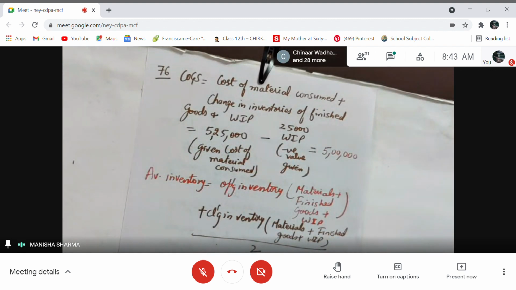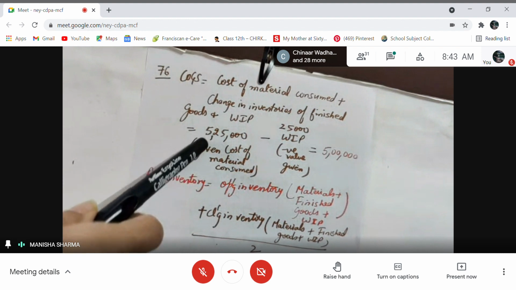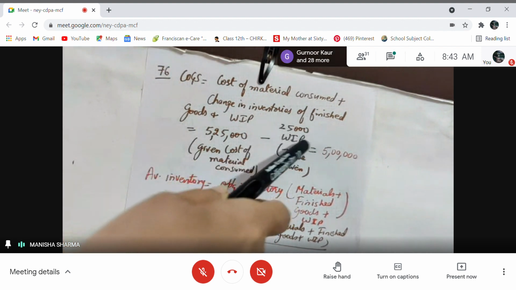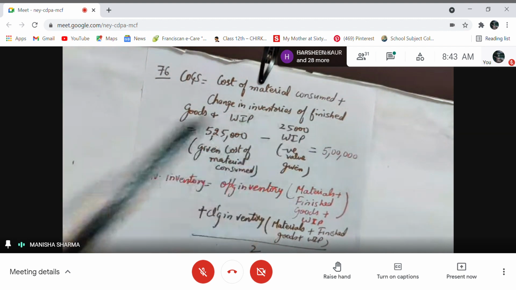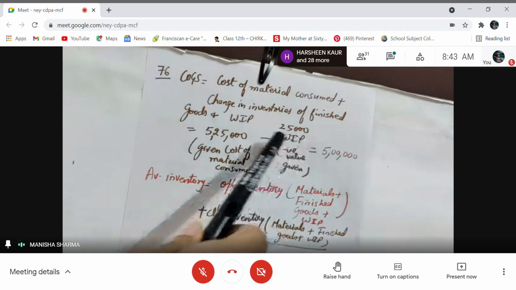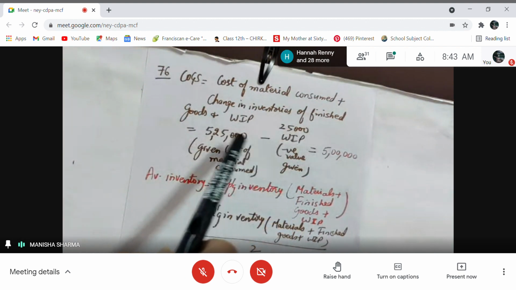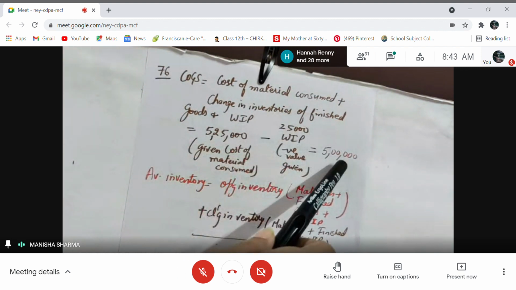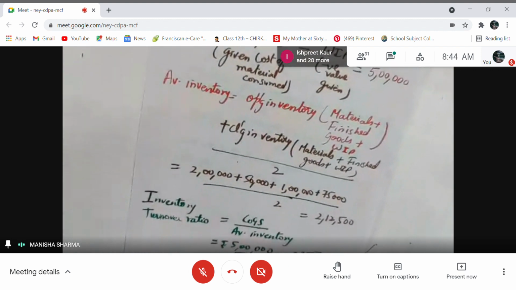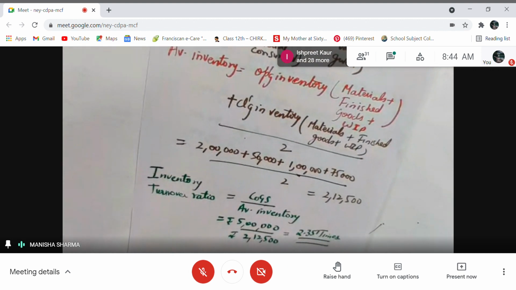Cost of material consumed is directly given as 5,25,000. Now, as I told you, for both finished goods and work in progress, the total value, negative 25,000, is given. So I've subtracted 25,000 from 5,25,000 and I'm getting COGS as 5 lakh, right? Now, how to find average inventory? Go down and see the opening and closing inventories of what items are given.